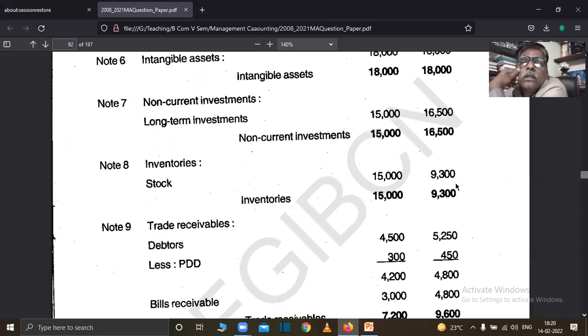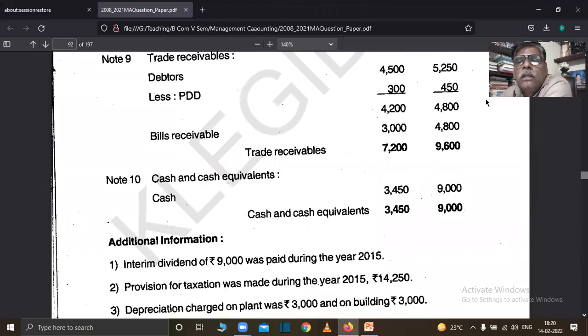Stock decrease, then debtors increase. Stock and debtors go to schedule of changes in working capital. Bills receivable increase goes to increase. Cash increase goes to increase column.